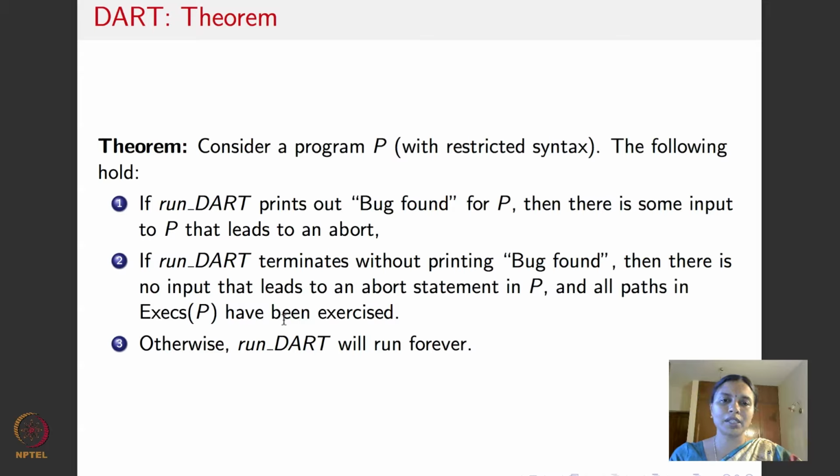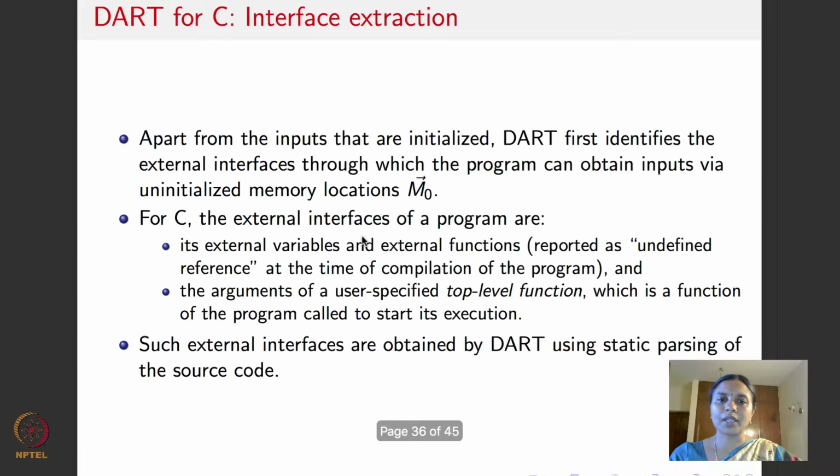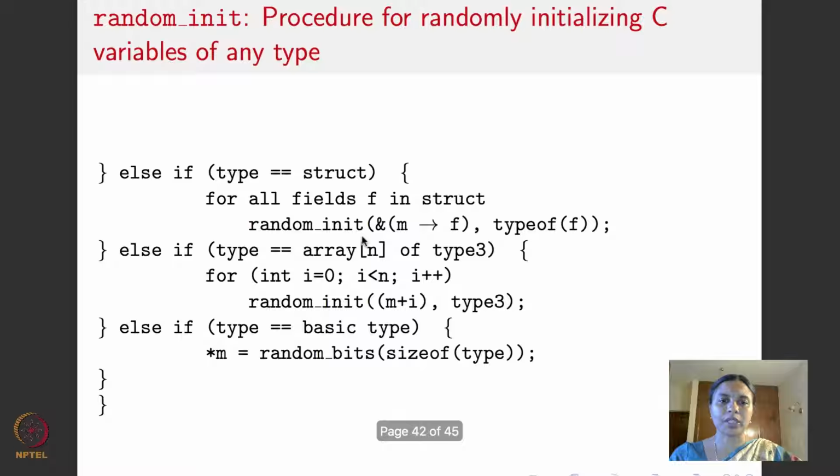terminate in any of these three ways. It can run forever, which is bad. It can terminate saying I have found a bug, which is good because it's able to reach the error statement, or it can systematically explore all the program paths in a program, right? So that's what it does for C after random initialization.